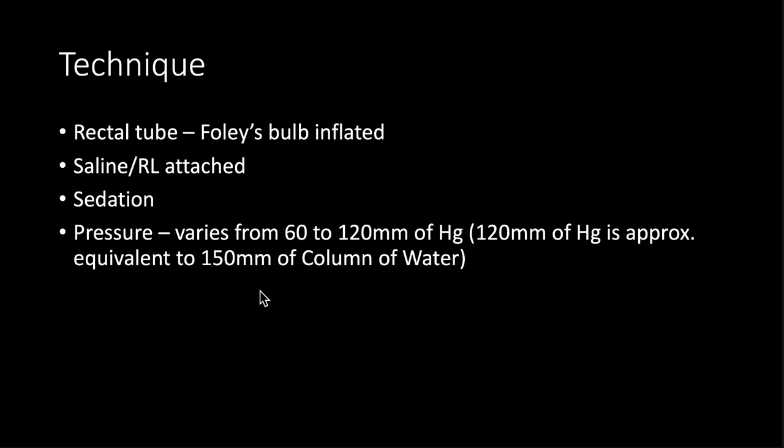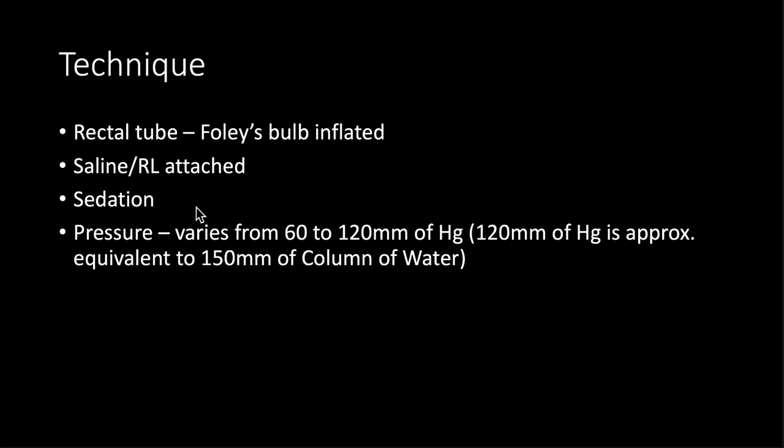So after these points, coming to the technique: it involves placing the Foley's catheter in the rectum, and the bulb is to be inflated. The normal saline tubing is then attached, and the infusion is raised to a height of approximately 100 centimeters, which is approximately 80 to 85 millimeter column of mercury pressure.